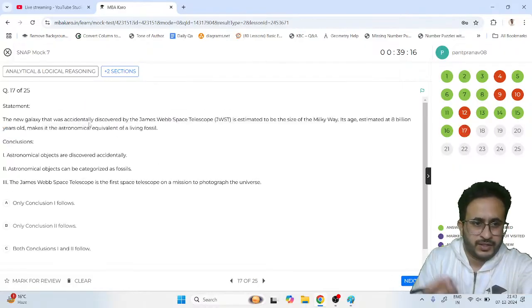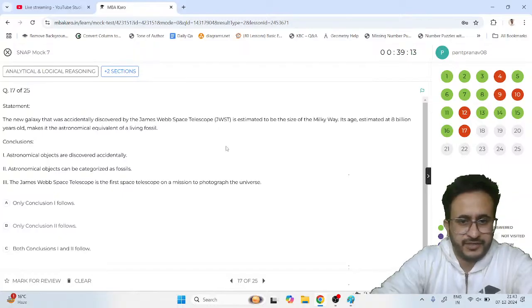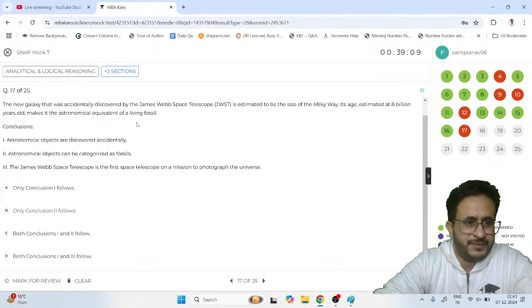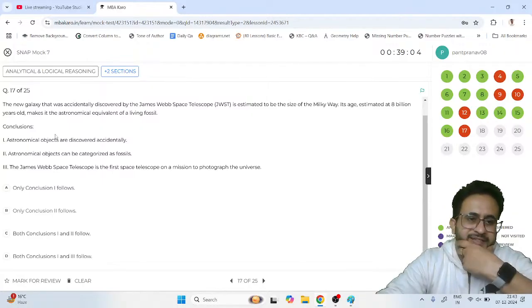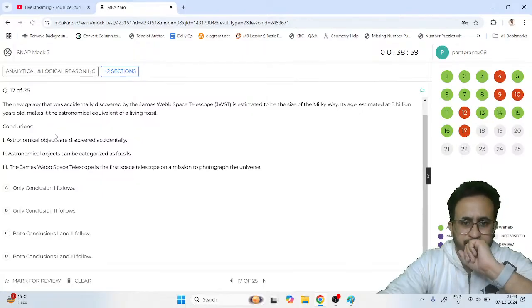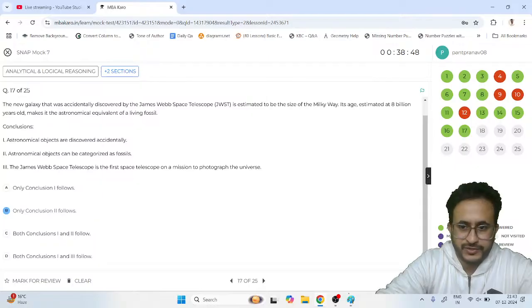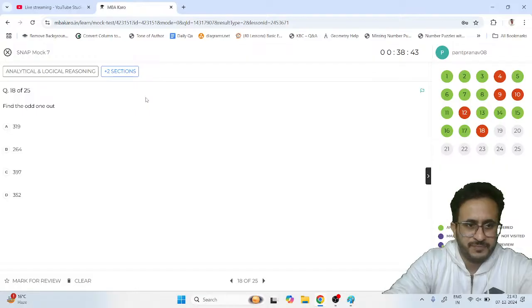Okay. The galaxy that was accidentally discovered is estimated to be the size of the Milky Way galaxy. It is estimated at 8 billion years old. They are discovered accidentally. I feel that this has been a repeated question. Was this the same question in the mock as well? Can be categorized as fossils. So conclusion 2 follows. Okay, this looks to be a repeated question. So thanks for attempting this test. It gave us an idea that at some places some things have repeated.